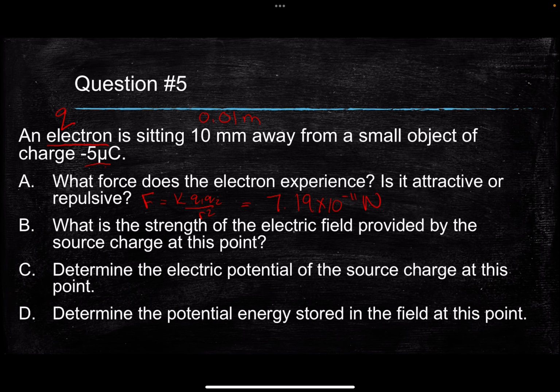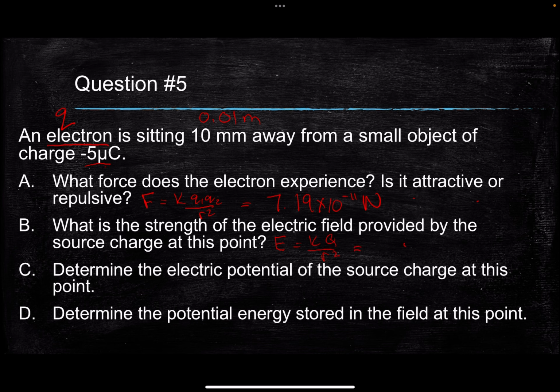So next question says, what is the strength of the electric field provided by the source charge at this point? Remember, we're going to use our electric field equation, which is kQ over r squared. If you are confident in this and understand that the difference between this question and the last is multiplying by the charge of the electron, you can either plug everything back in again or do the shorter version. I'm not going to show you that, but if you understand what I'm talking about.